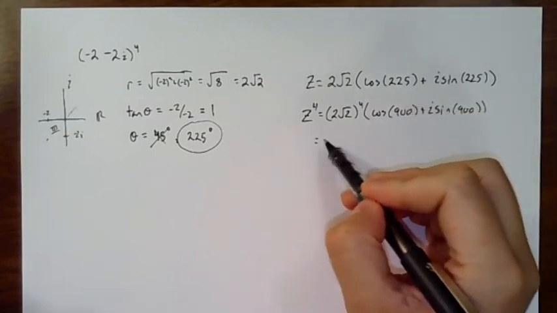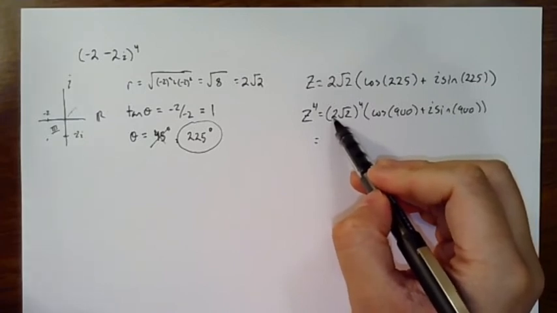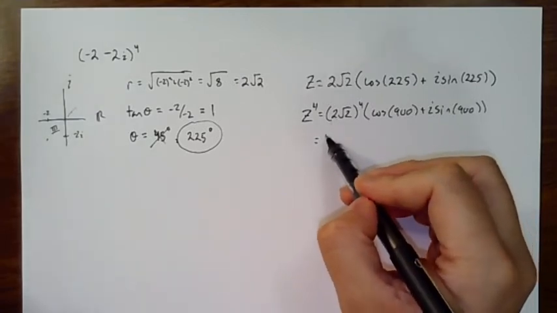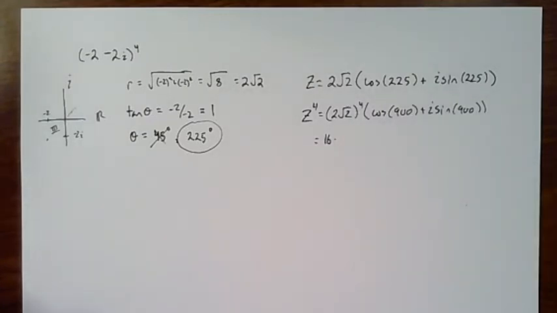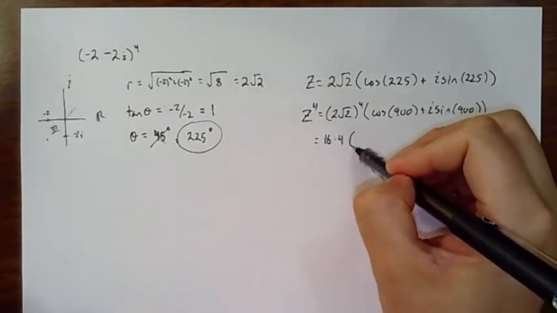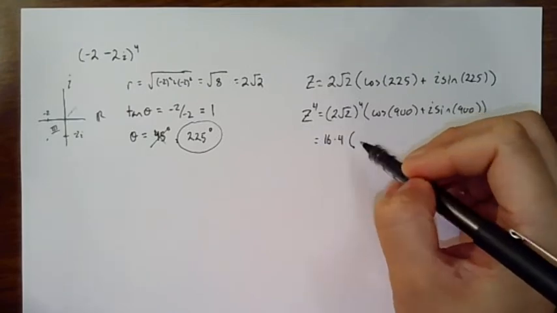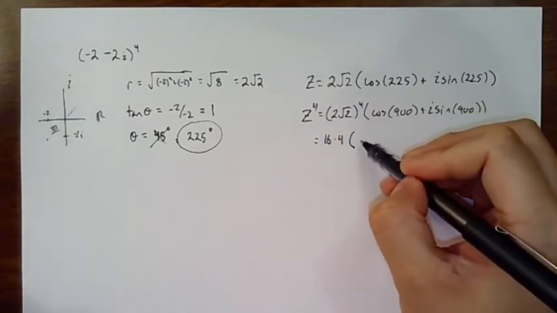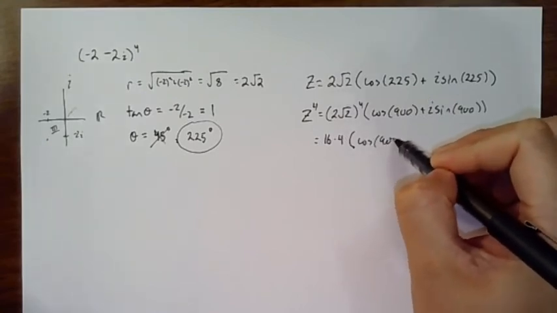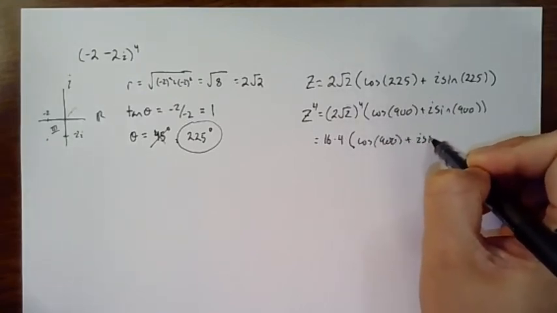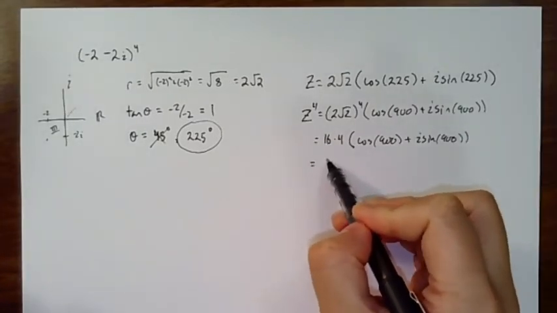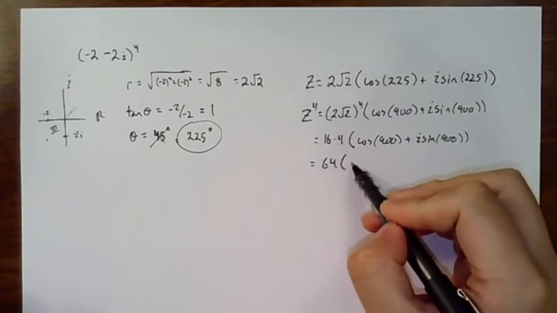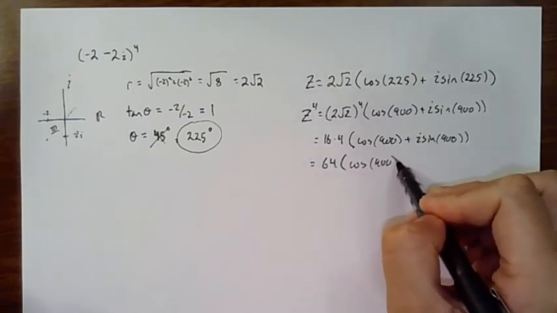So let's work out the radius first. Well, we'll have 2 to the 4th, which is 16, and then square root 2 to the 4th will be square root 2 times square root 2 times square root 2 times square root 2, or 2 times 2, which is 4. And then we will leave our angle alone for now. So we have cosine 900 plus i sine 900. 16 times 4 is 64. Leave our angle alone again.